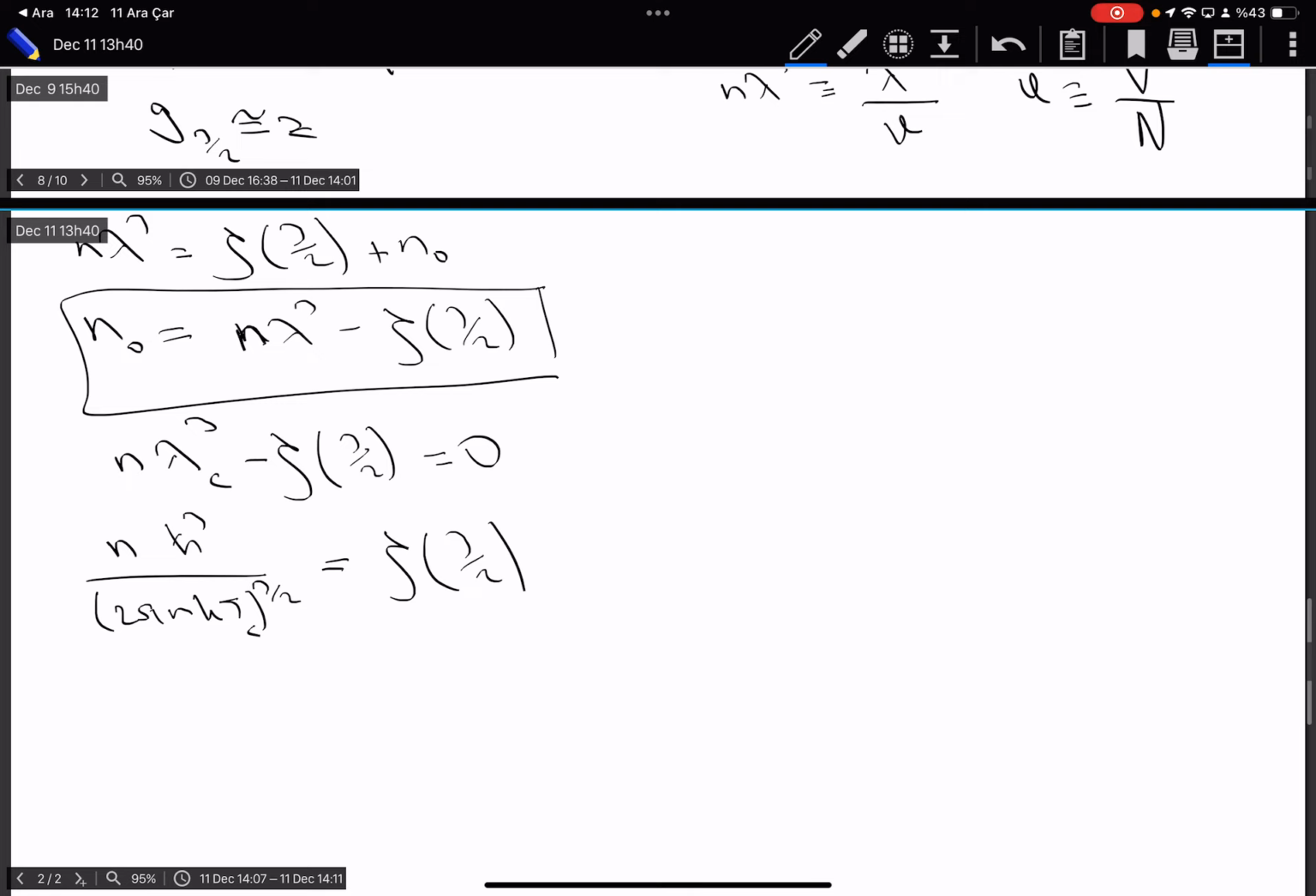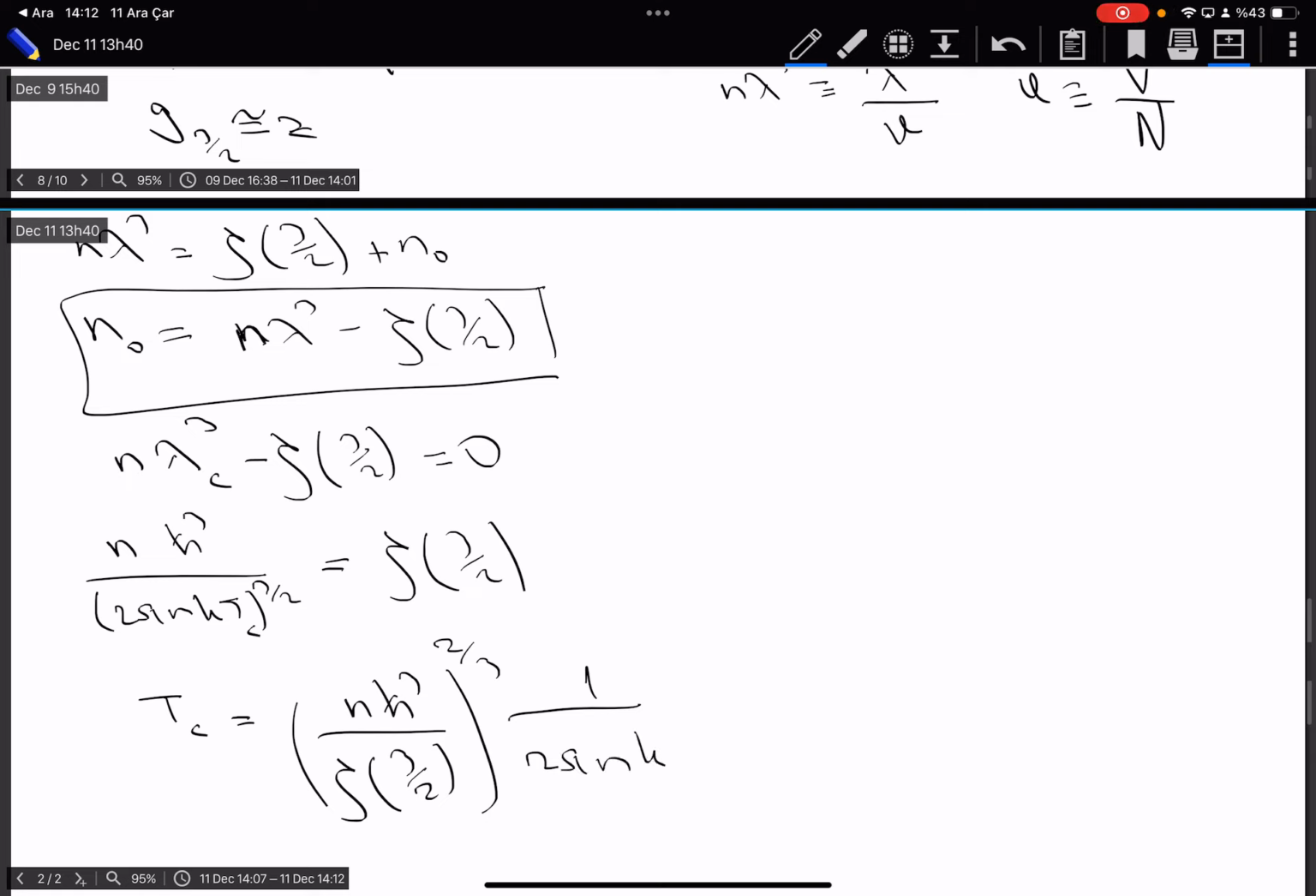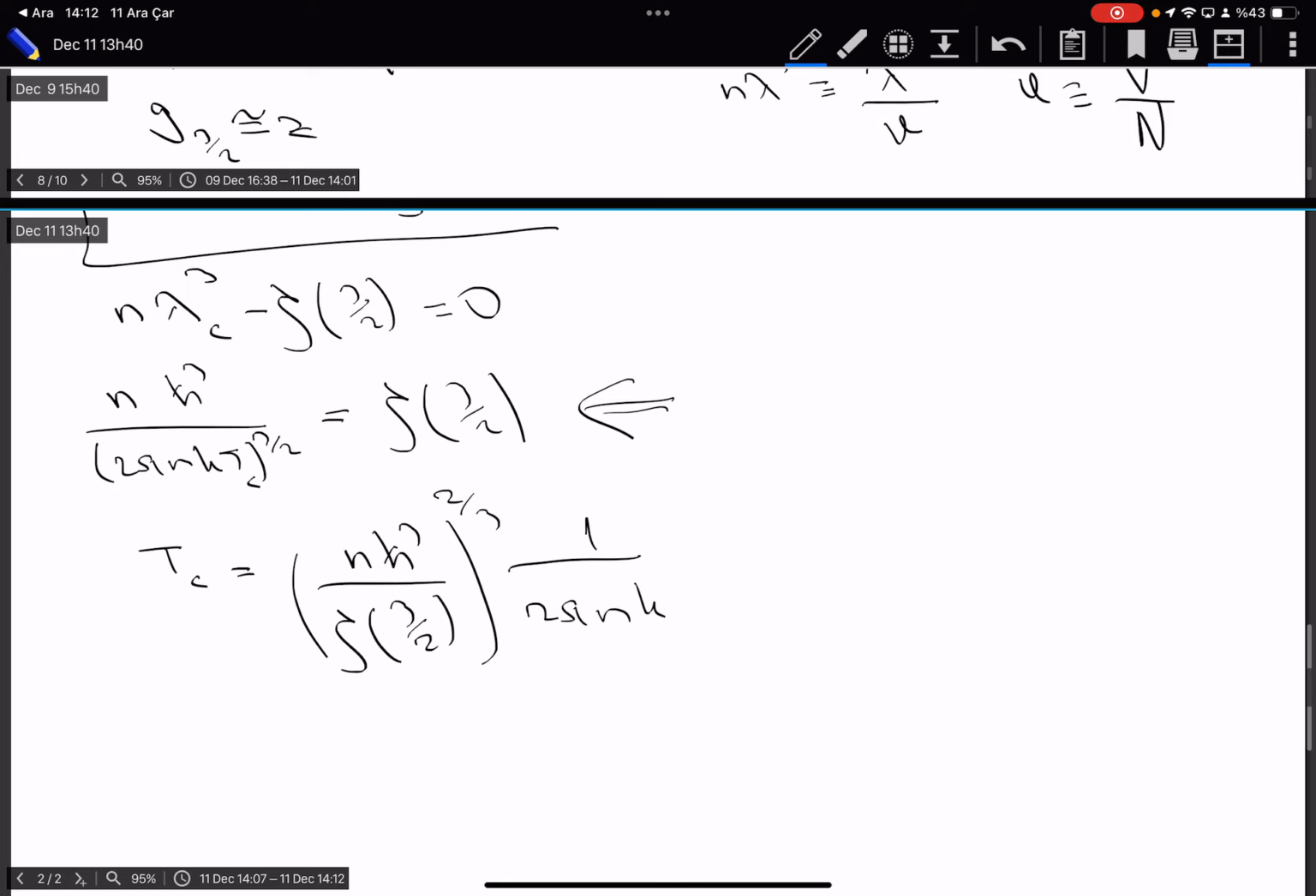or T critical is equal to N h bar cubed divided by zeta 3/2, to the power 2/3, over 2 pi m k. Well, whatever that is, I just solved this equation. Take the 2/3 power of both sides and solve for T. You say this is larger than 0 if zeta 3/2 is finite.